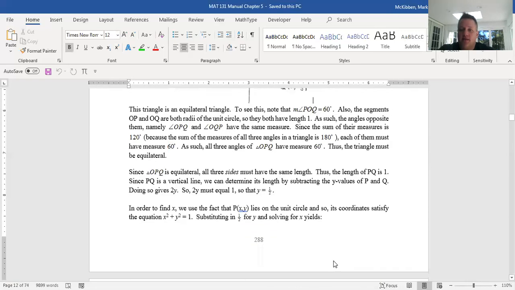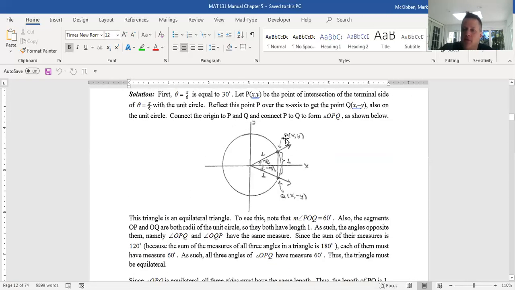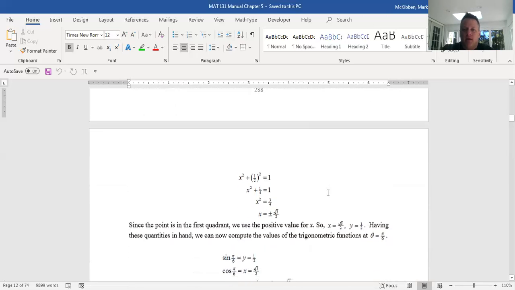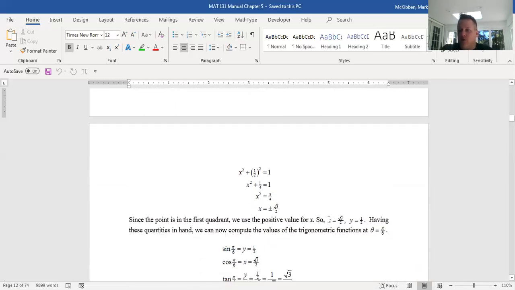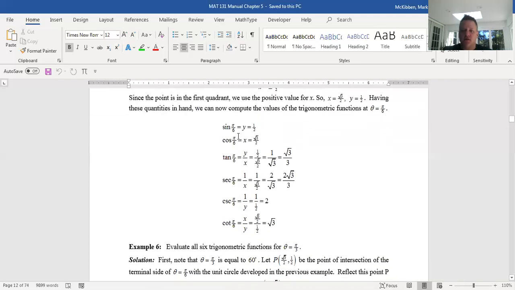All right, and so what that tells you is that the point P of x, y, for which this angle was 30 degrees, has coordinates root 3 over 2 comma 1/2. All right, well, what that means now is you can compute the 6 trig functions because the sine is the y and the cosine is the x. And so I can use these with our definition of the trig functions to compute those guys.